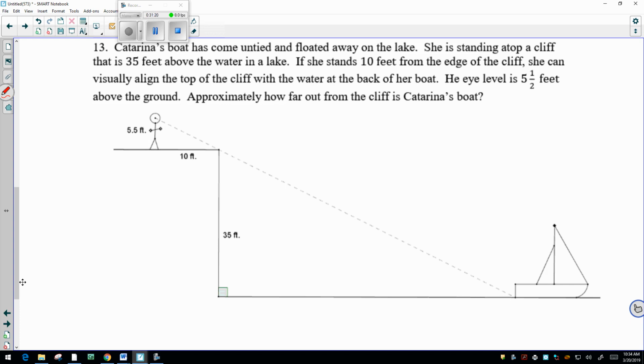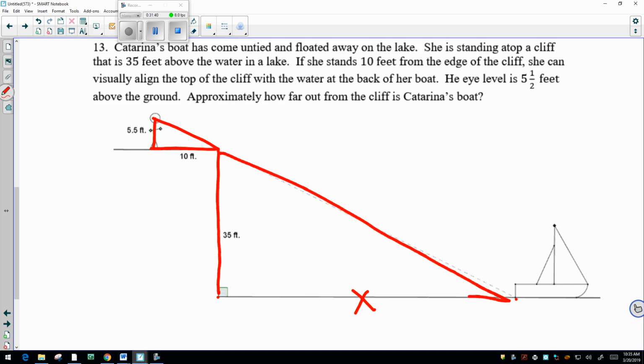Approximately how far out from the cliff is Katrina's boat? So notice what they're asking us. They're saying, how far is her boat here to here? So we're saying, I need to find that distance. What do you think's got to be true? First off, I guess I should ask, do we see that we have formed triangles here? We have a little triangle, and then we have a great big triangle, yeah? Okie dokie.